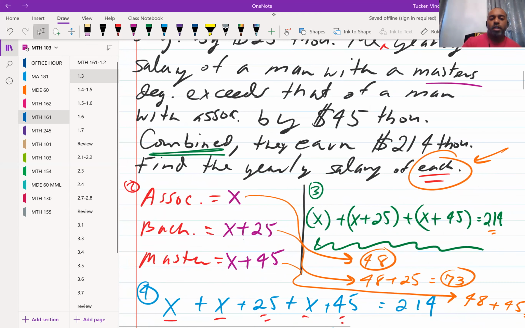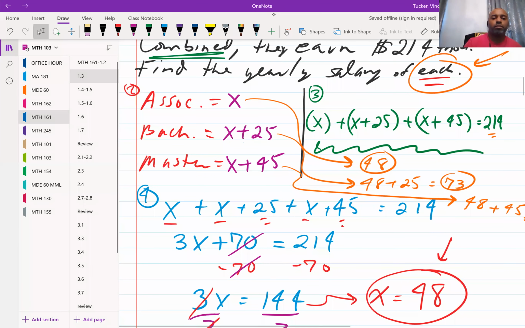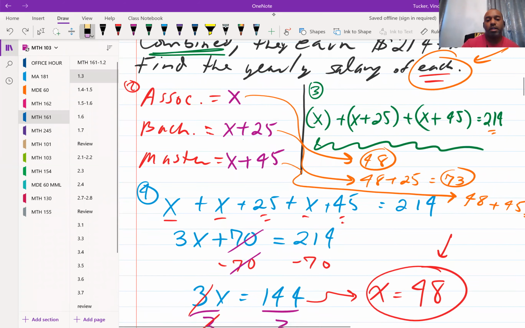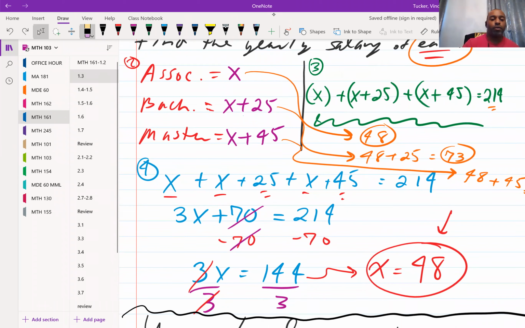All right. So now step 4 is to solve. So once again, I put those grouping symbols there. You didn't have to, but there's nothing separating them once you take them off. All you do is combine your like terms. So X plus X plus X is 3X. 25 plus 45 is 70. So you have 3X plus 70 equal to 214. Then you subtract 70 from both sides. That's 3X equal to 144. Divide by 3, X is equal to 48.